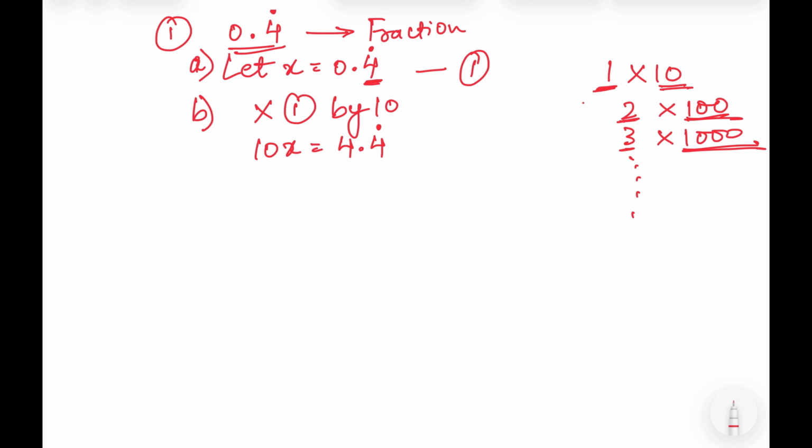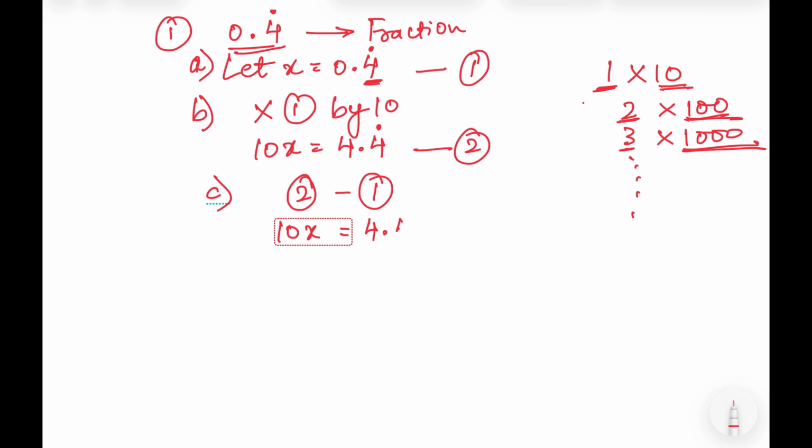Again, this 4 will be recurring, right? Because we don't know where it ends. So this becomes my equation number 2. Simply, third step, subtract equation 2 minus 1. So this becomes 10x equals 4.4, where 4 is recurring.